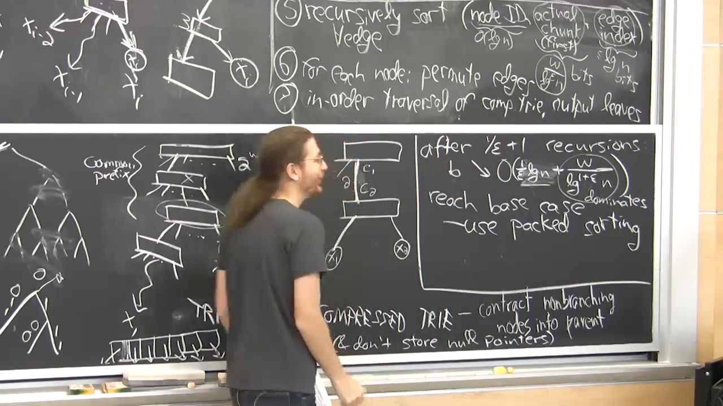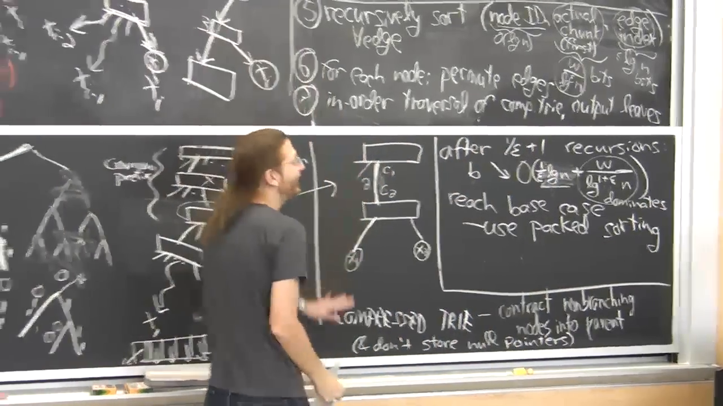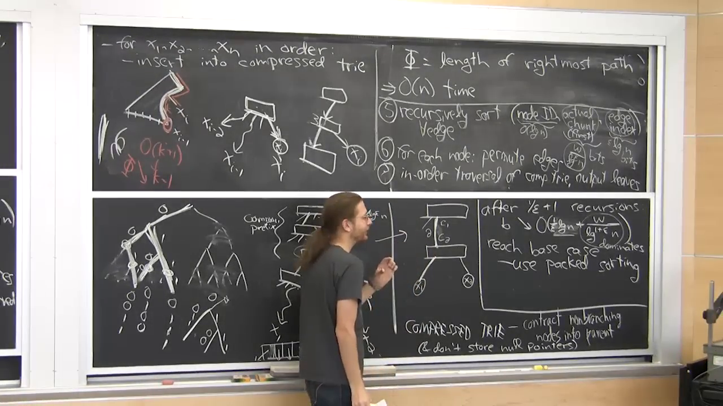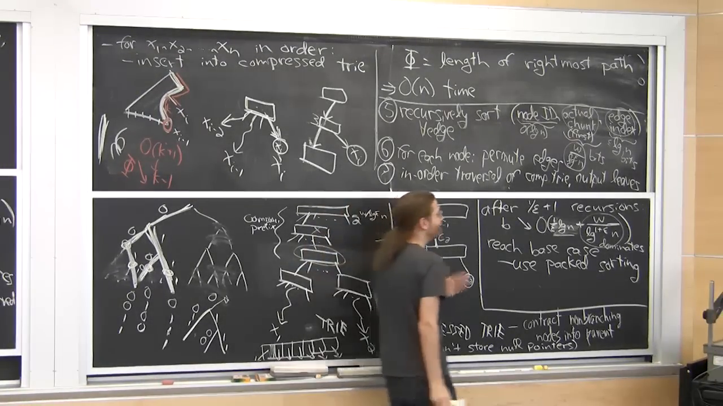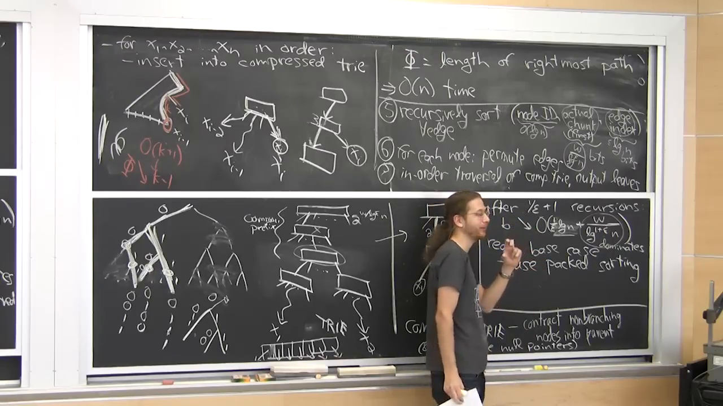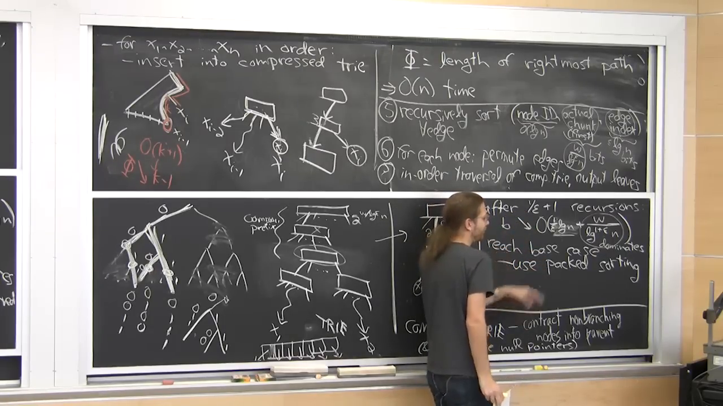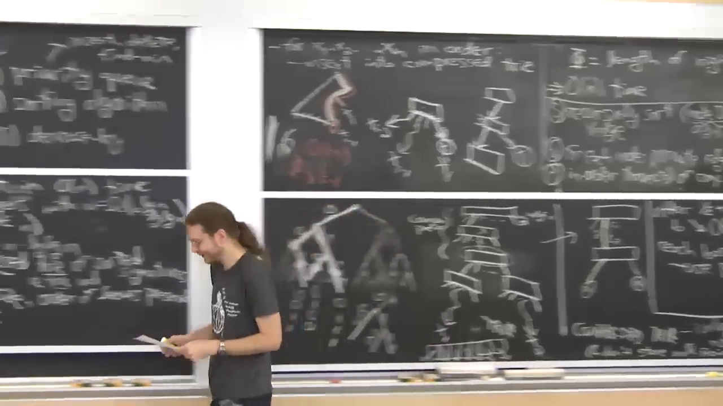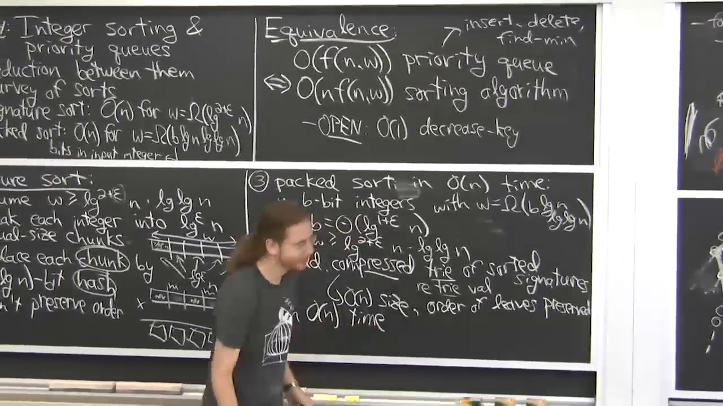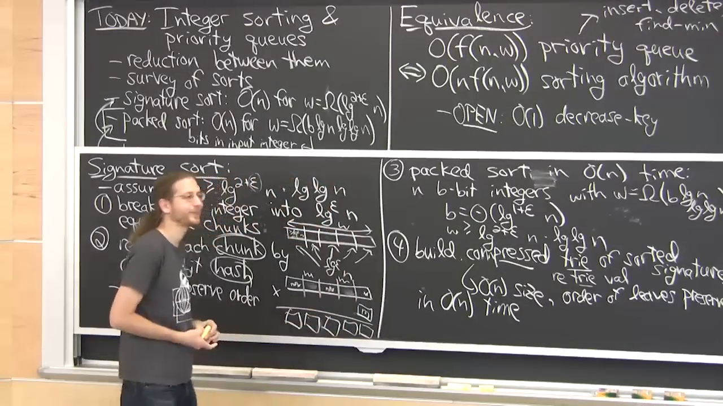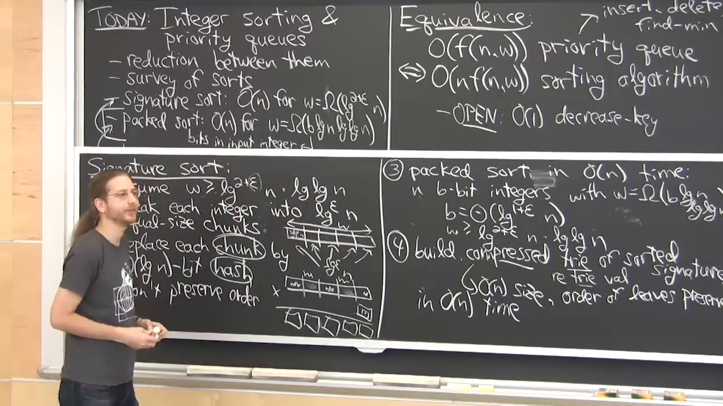Okay, so we did all this work, and all we did was reduce our word size by a log to the epsilon factor. But that's enough, because after we do that, 1 over epsilon plus 1 times, the words are small enough, or the items we're sorting are small enough that we can use pack sorting. And boom, we're done. Okay, that is the beauty of signature sort. Any questions about that? Definitely not easy.